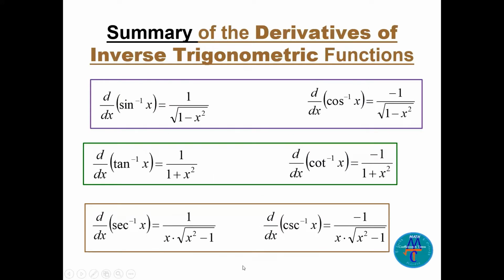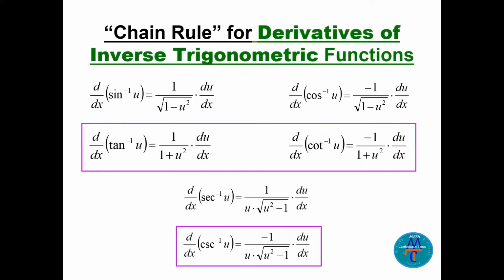Now this is the summary of all 6 derivatives of the inverse trigonometric functions. This is the derivative of inverse sine. This is the derivative of the inverse cosine, inverse tan, the derivative of the inverse cotan, the derivative of the inverse secant, and the derivative of the inverse cosecant.